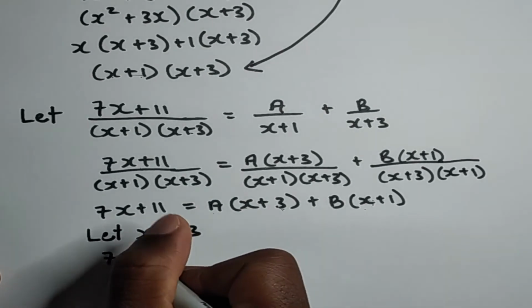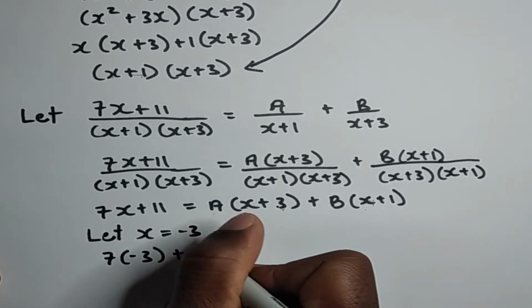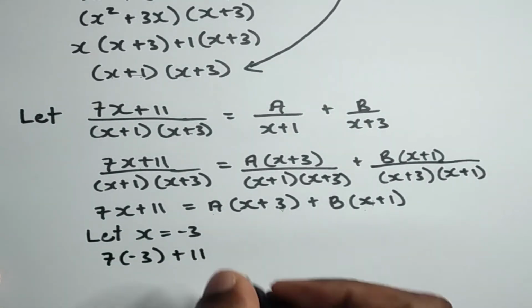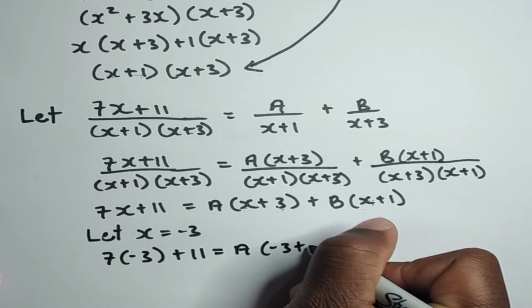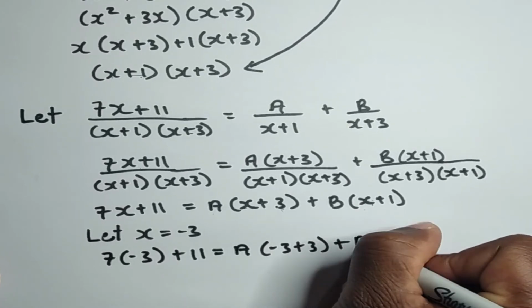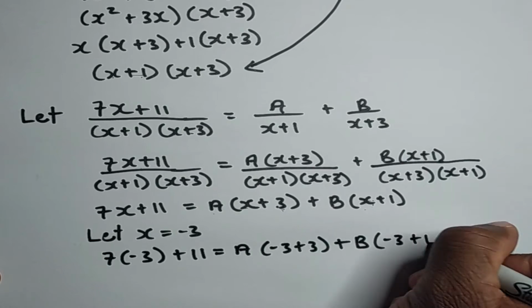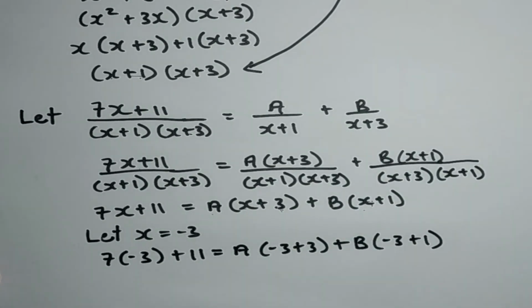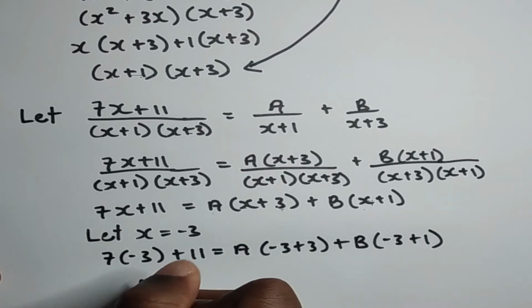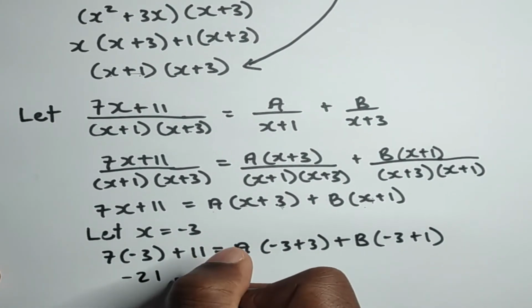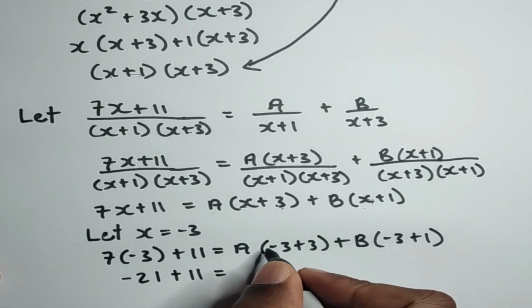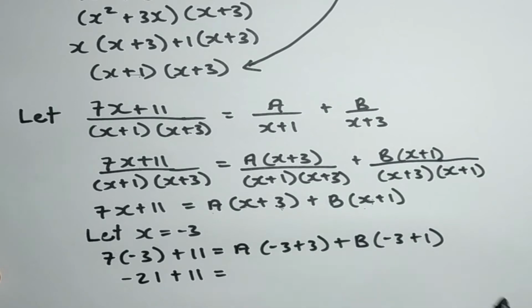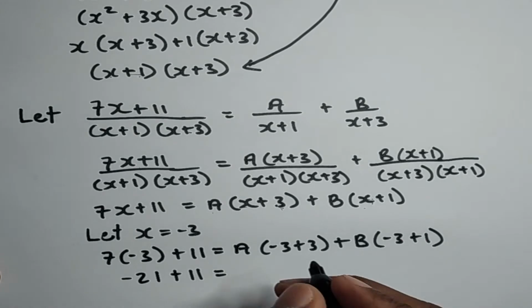So here I'll end up with 7 times negative 3 plus 11. Wherever I have x, I'm going to replace that with negative 3 throughout this entire thing. Here I'll have negative 3 plus 3 in the a bracket, and b times negative 3 plus 1. Now we want to simplify this. Negative 3 times 7, that's negative 21, plus 11, is equal to a in bracket here. We have negative 3 plus 3, that's 0. 0 times a, then that a would go away.